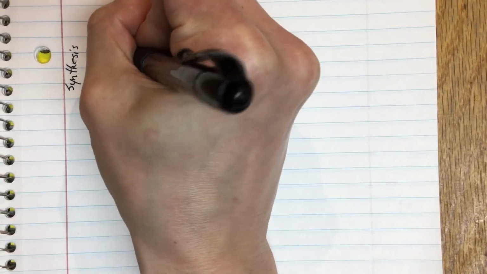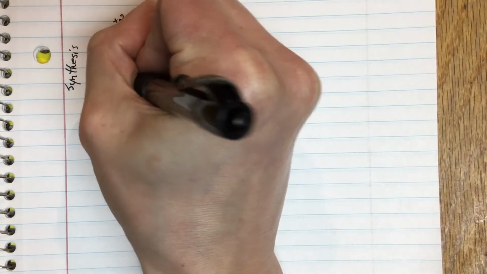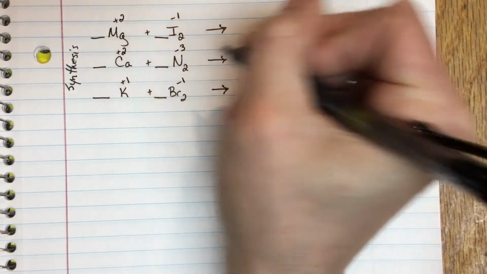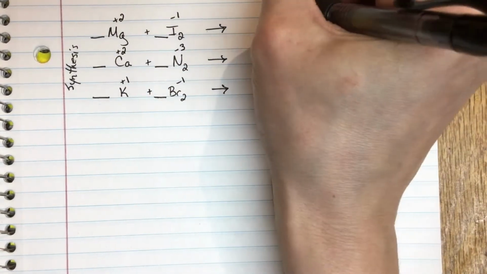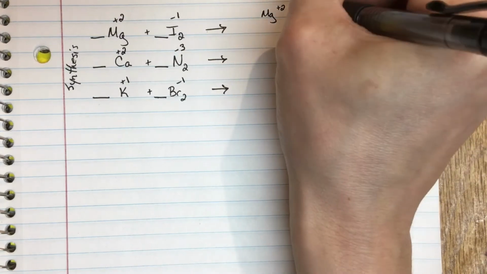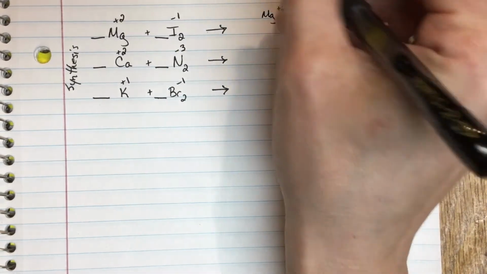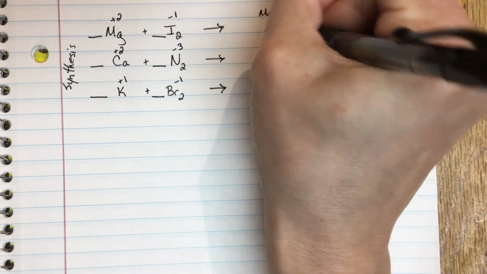So magnesium is a +2, iodine is a -1, calcium is a +2, nitrogen is a -3, potassium is a +1, and bromine is a -1. So up here, I know I have to have a compound that is magnesium crisscrossed with iodine. And when you end up crisscrossing that, you end up with MgI2.